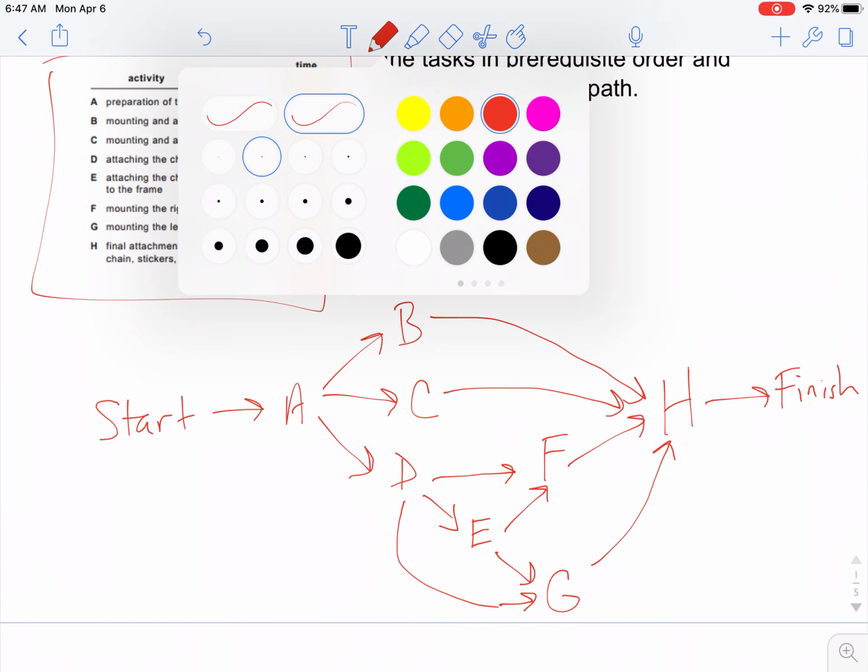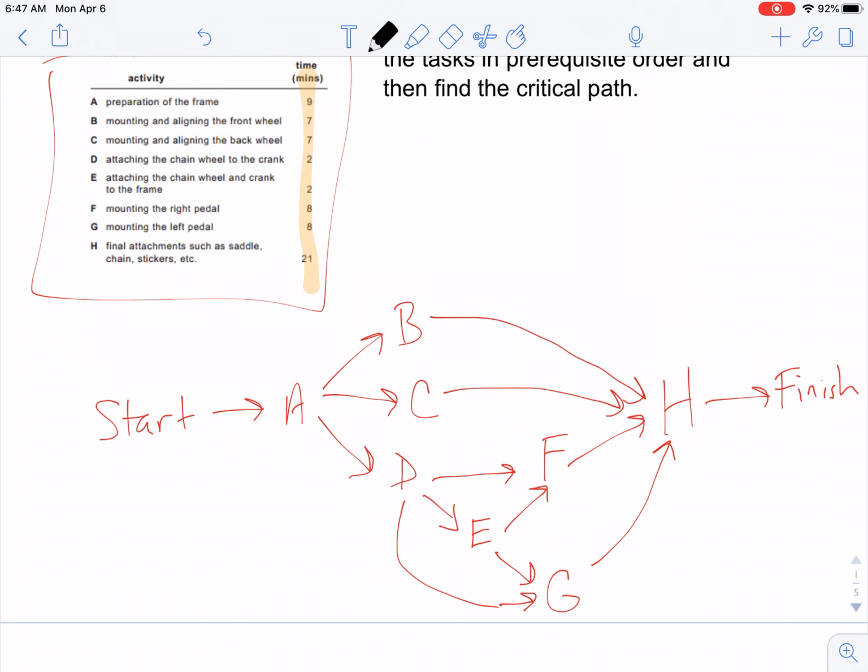And then we're going to put all the times in. So task A is 9. So any arrow coming out of A gets a 9 labeled on it. Task B is 7. Task C is 7. Task D is 2. So any arrow out of D gets a 2. Task E is 2. So those are both 2s. Task F is 8. Task G is 8. Task H is 21. That's your task diagram right there.